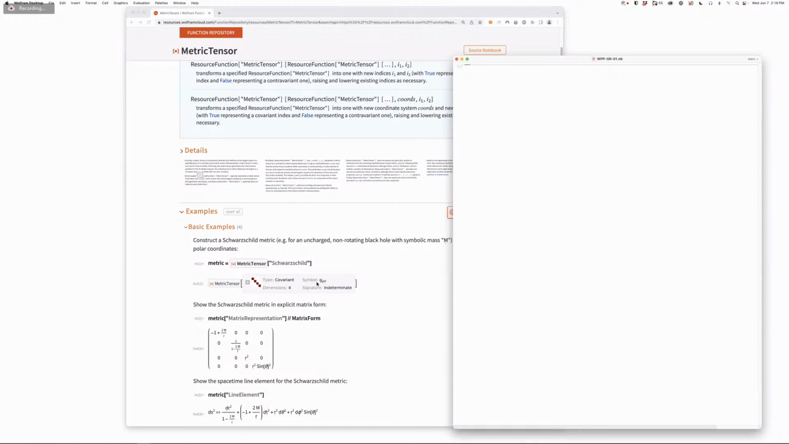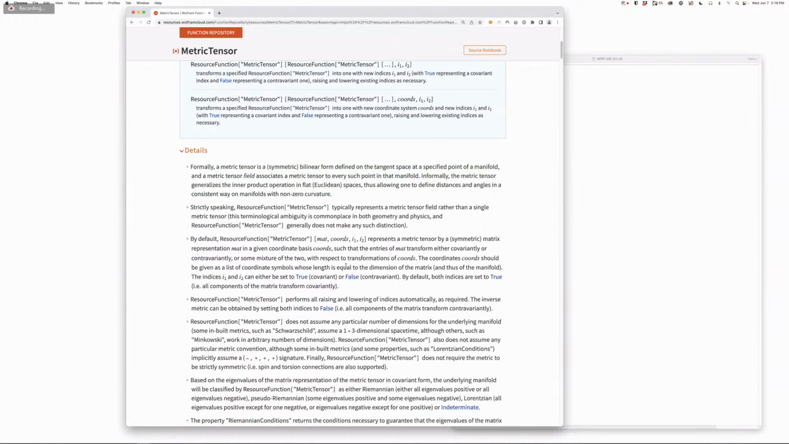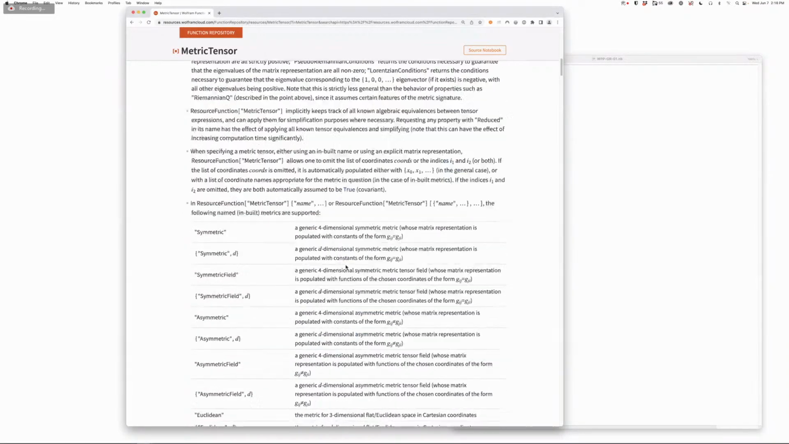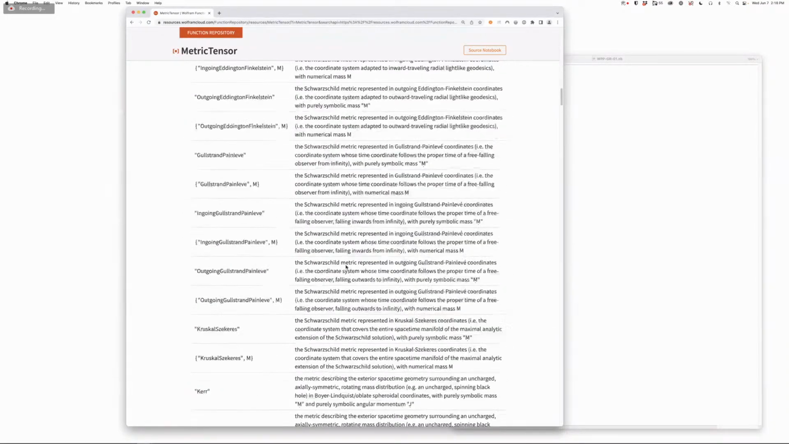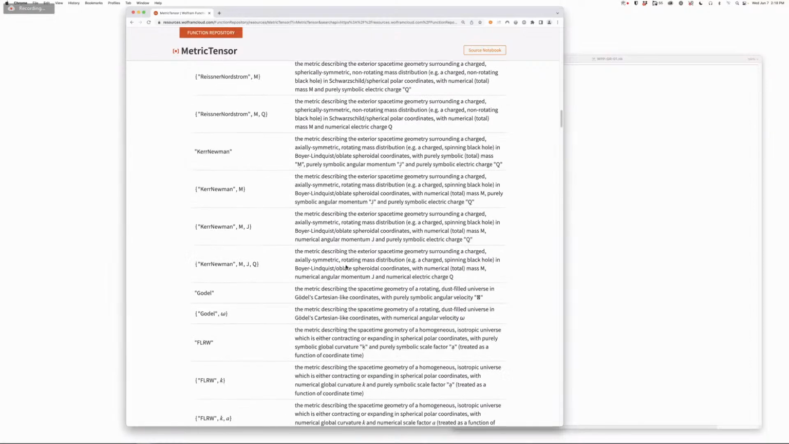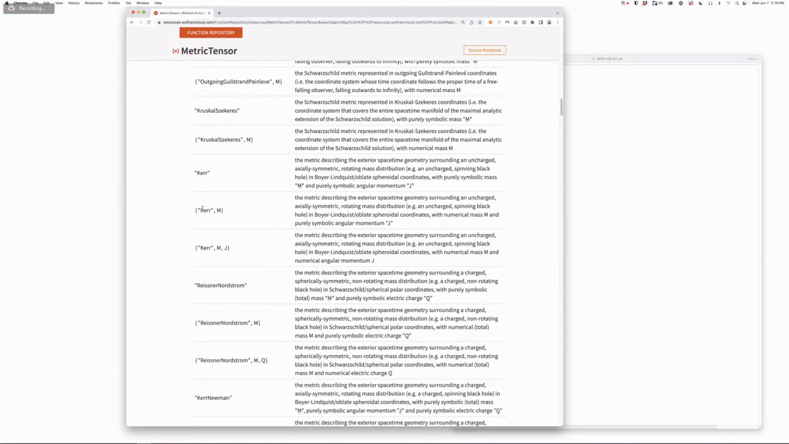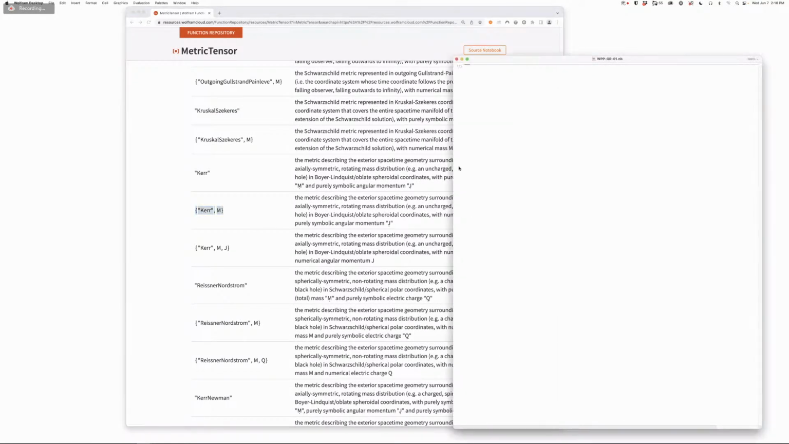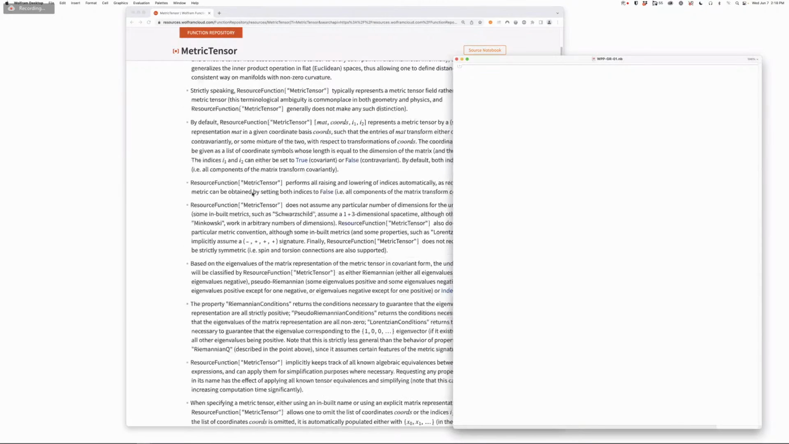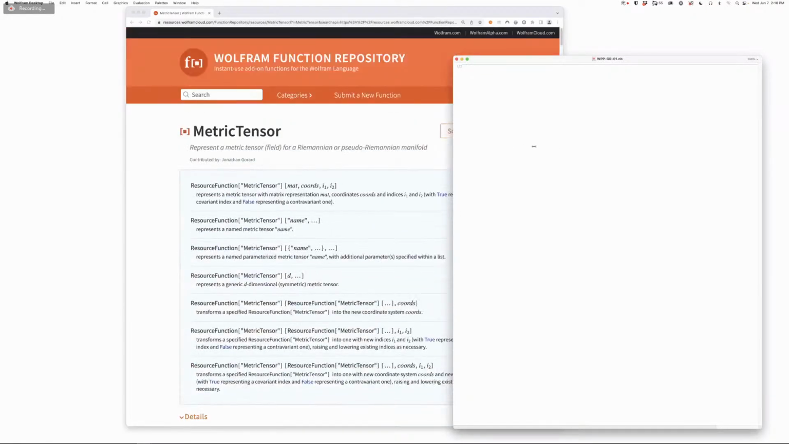Okay, so hold on, where is this now? So if you look at the details section of the documentation, then somewhere there. Okay, yeah. So that's a table of all the inbuilt metric tensors that we currently support. Okay, so let's take a Kerr with a mass. Right. So how do I then get? So if you just call metric tensor and then Kerr, it will do the general case of Kerr.